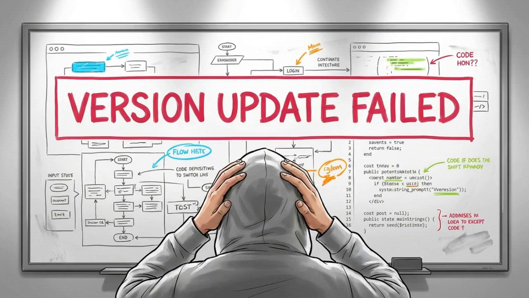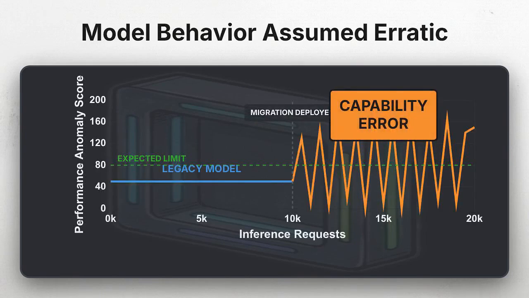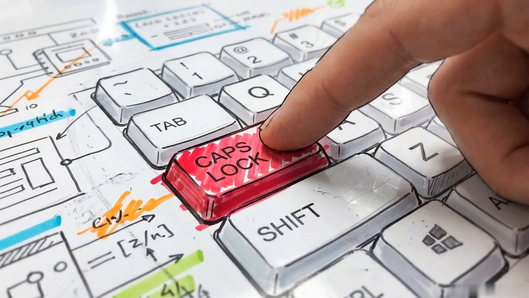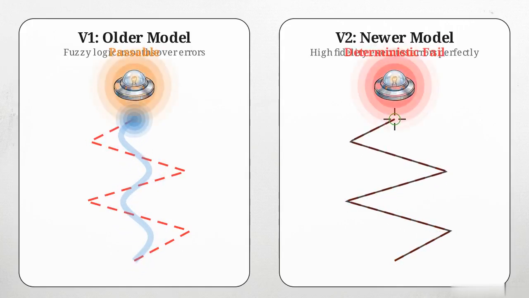The standard developer reflex is to blame the upgrade. We assume the new model lacks the necessary capability, is behaving erratically, or requires us to rewrite our instructions using capital letters and exclamation marks. But the new model is not failing. It is actually executing flawed legacy instructions with much higher fidelity than its predecessor.